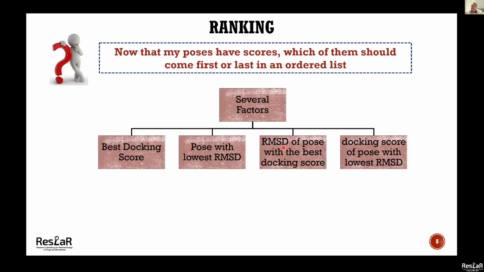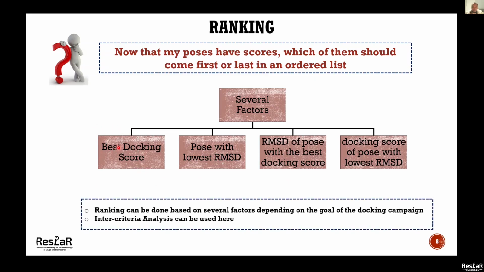You can also look at the RMSD of the pose with the best docking score, right? So for each particular pose that has a good docking score, you check the RMSD. Then the other way around, you can look at the docking score of the pose with the lowest RMSD. So these are different implementations. But generally, the most intuitive way is actually the best docking score, right? Okay. So ranking can be done based on several factors. You can even combine some of these factors to choose which method is most favorable for your ranking.